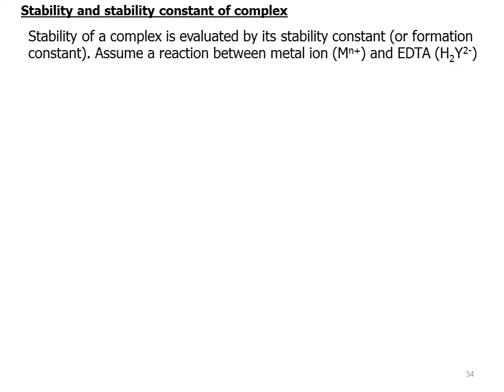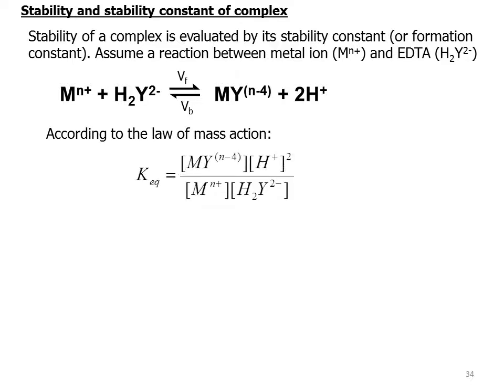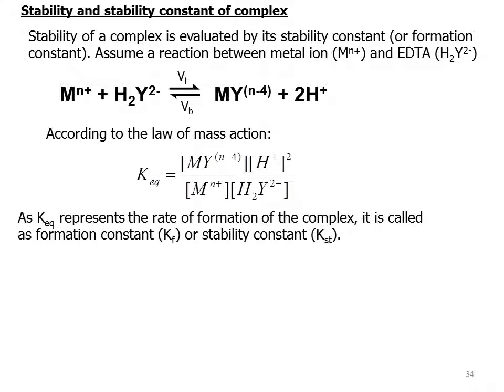Stability and stability constant of complex. Stability of a complex is evaluated by its stability constant or formation constant. Assume a reaction between central metal ion and EDTA. According to the law of mass action, the K equilibrium is the value of dividing the concentration of the products after the reaction over the concentration of the reactants going into the reaction.